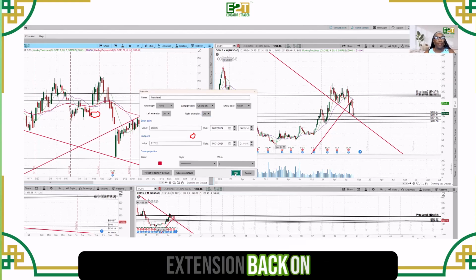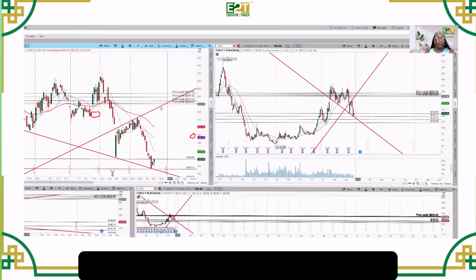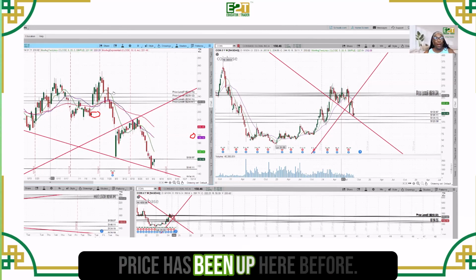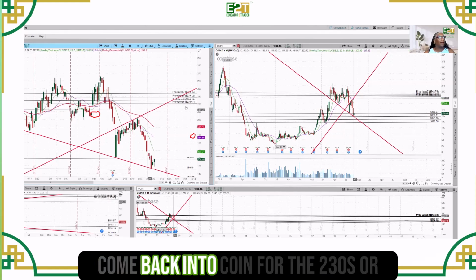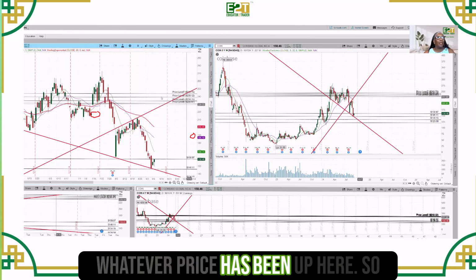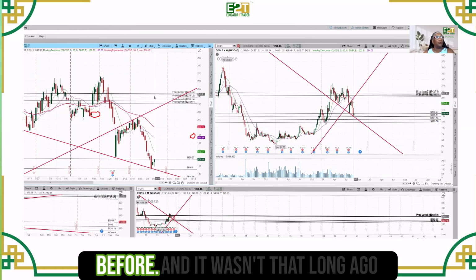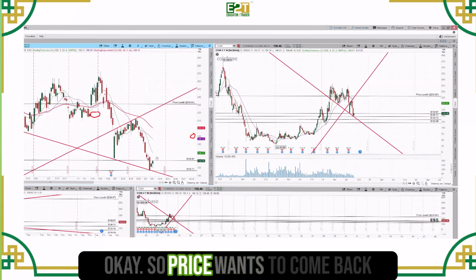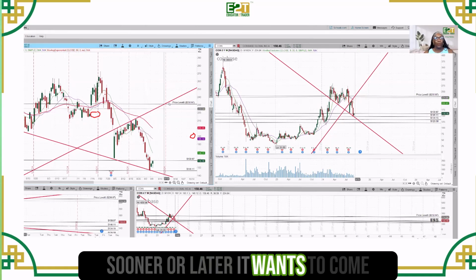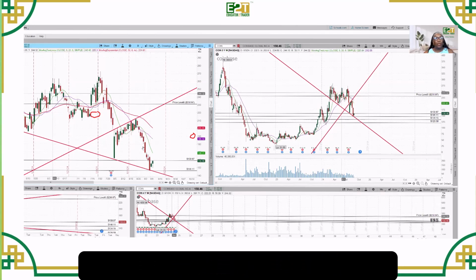Turn the extension back on. It wants to come back up to here, which is not far-fetched because price has been up here before. So to come back into Coin for the 230s or whatever, price has been up here. So it's not like to say it can't go there. Well, it could. It's been here before, and it wasn't that long ago that it was up here. Okay, so price wants to come back sooner or later. It wants to come back up here into the 240s. Again, it's been here before, and it wants to go back up there.